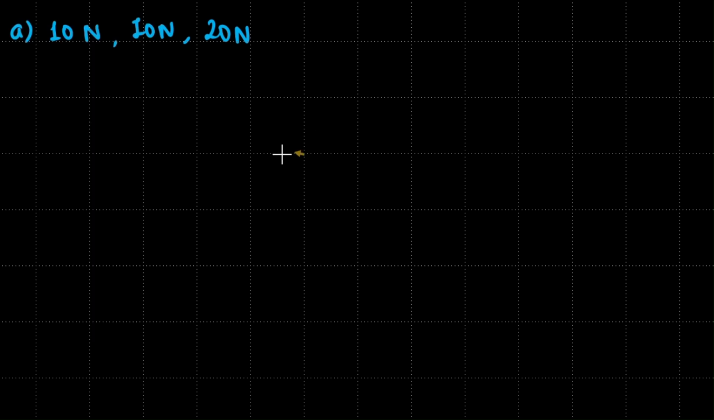Let's say this is 10 Newtons. Let's make this thicker. Let's take two, since there are two 10 Newton vectors and one 20 Newton vector. If you look at the cases, if everything is in the same direction, everyone pointing in the same direction, obviously the answer is going to be 40 Newtons, since this length is 40.